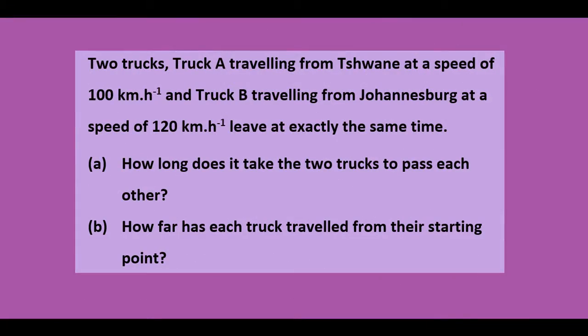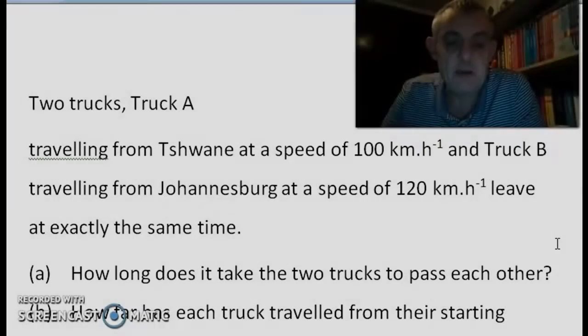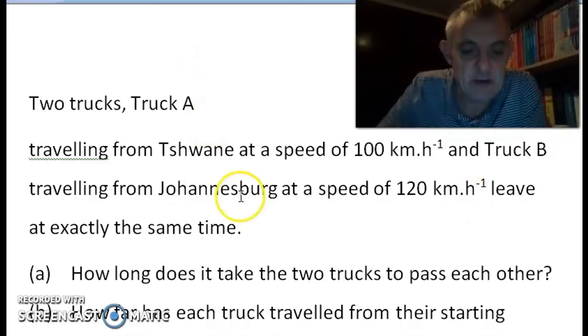So grade 10s, you get this problem. Two trucks, truck A, traveling from Tshwane at a speed of 100 kilometers per hour, and truck B traveling from Johannesburg at a speed of 120 kilometers per hour, leave exactly at the same time. So you have two questions to answer. A, how long does it take the two trucks to pass each other? And B, how far has each truck traveled during this time?